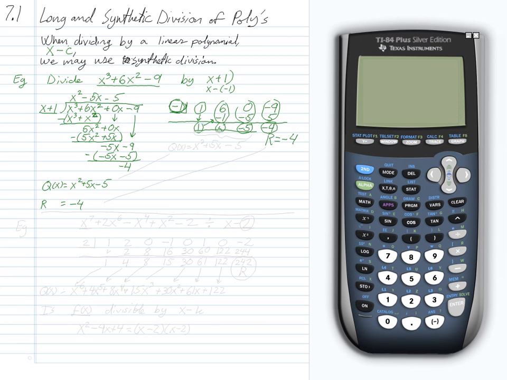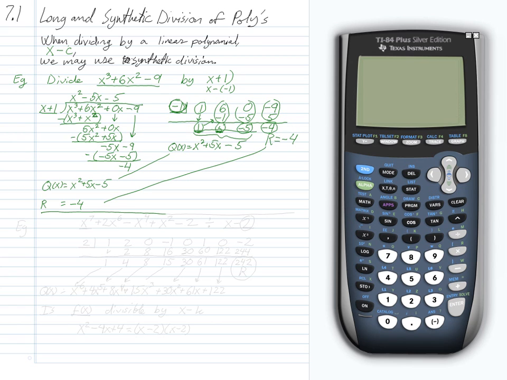Now, when I divide a cubic function by a linear function, the result is going to be one smaller power of x. So a cubic will leave me with a quadratic. So I can tell that this quotient function will be x squared, coefficient of 1, plus 5x, coefficient of 5, minus 5. And that's exactly what we came up with using long division.